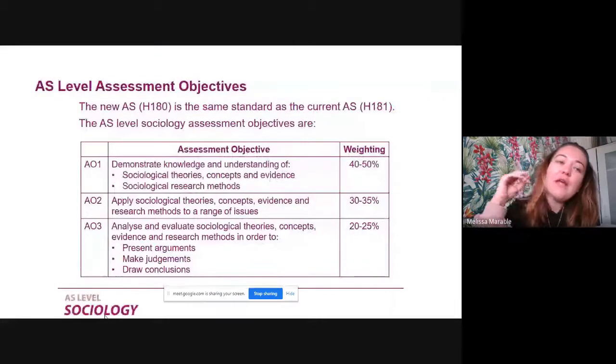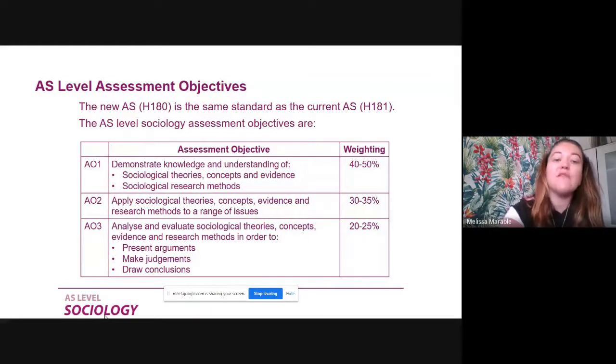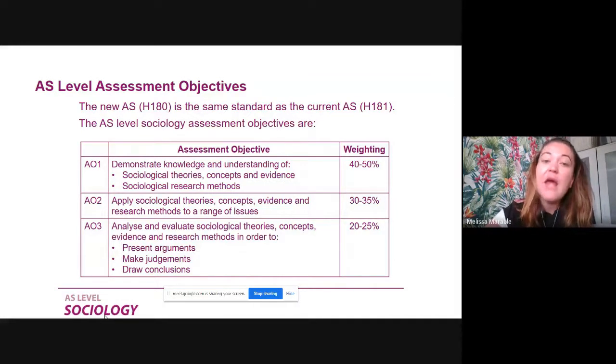Going over the AS level assessment objectives. AO1 is to demonstrate knowledge and understanding of sociological theories, concepts and evidence, and sociological research methods. Your AO2 is to then apply that knowledge to a range of issues depending on what the question is. Then your AO3 is to analyse and evaluate the arguments that you have put forward. So you need to present arguments, make judgments and draw conclusions. Nothing new there, stuff that we've been doing all year.